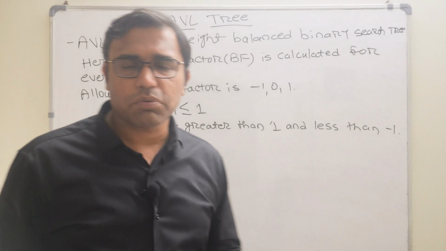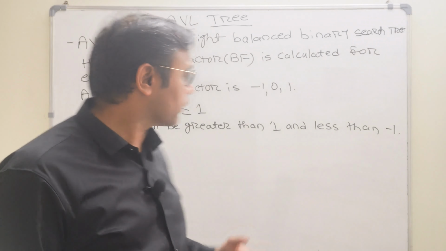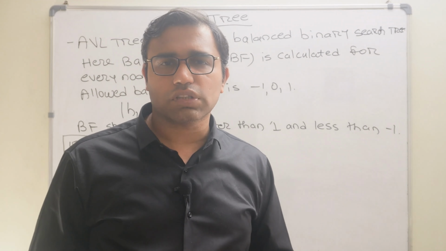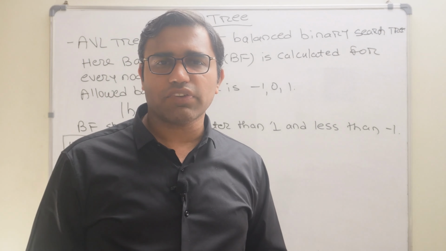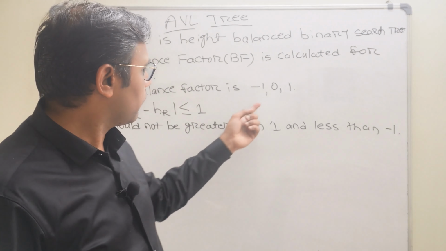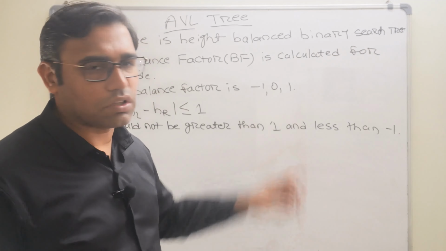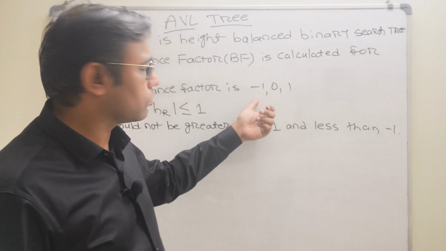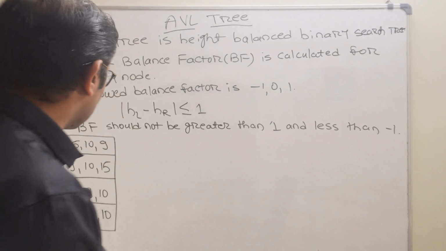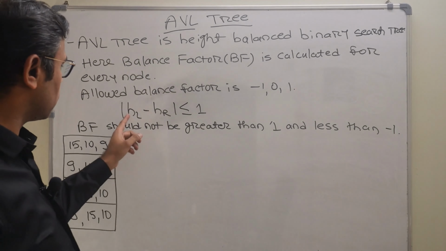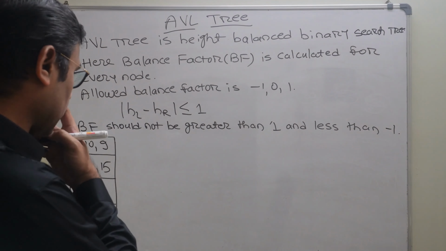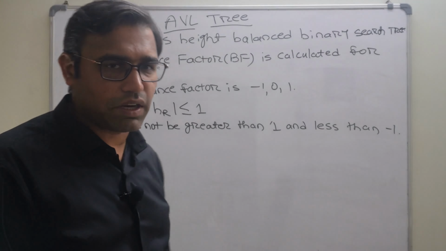Here the balance factor for every node is calculated, and the allowed balance factors are -1, 0 and 1. Now how is balance factor calculated? Balance factor for every node is calculated as height of left subtree minus height of right subtree. The allowed balance factor is either -1, 0 or 1. It should not be greater than 1 or less than -1. That is, 2 is not allowed, -2 is also not allowed.